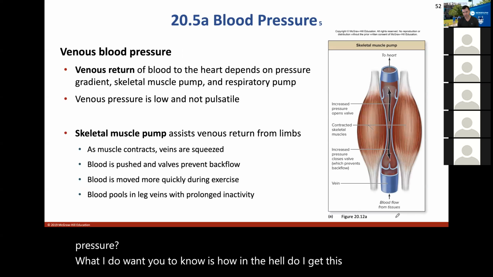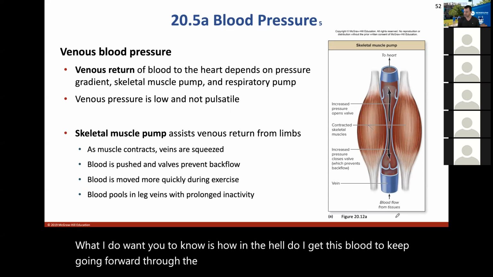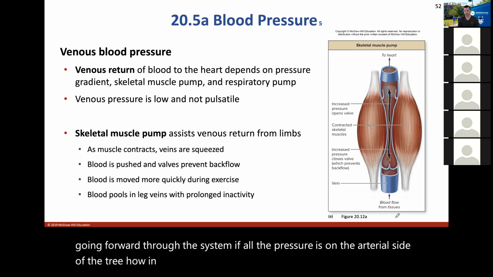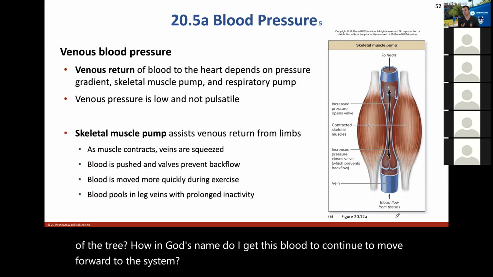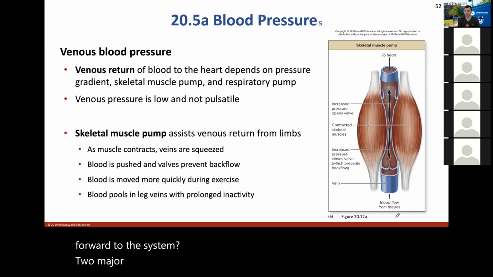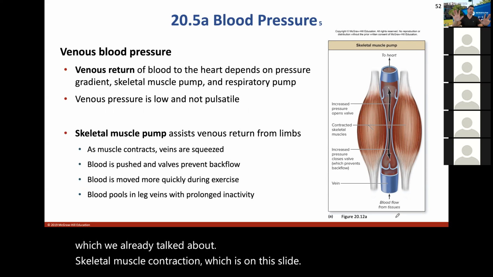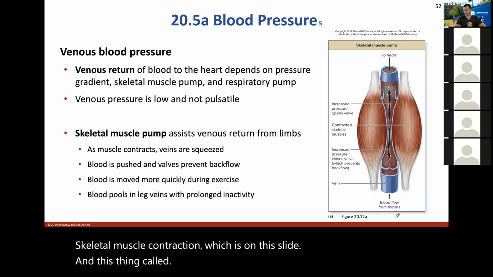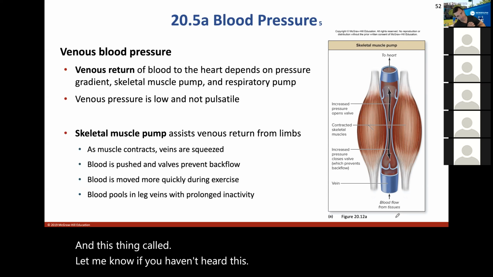What I do want you to know is how in the hell do I get this blood to keep going forward through the system? If all the pressure is on the arterial side of the tree, how in God's name do I get this blood to continue to move forward through the system? Two major ways. Well, three major ways. Valves, which we already talked about. Skeletal muscle contraction, which is on this slide. And this thing called, let me know if you haven't heard of this, breathing.